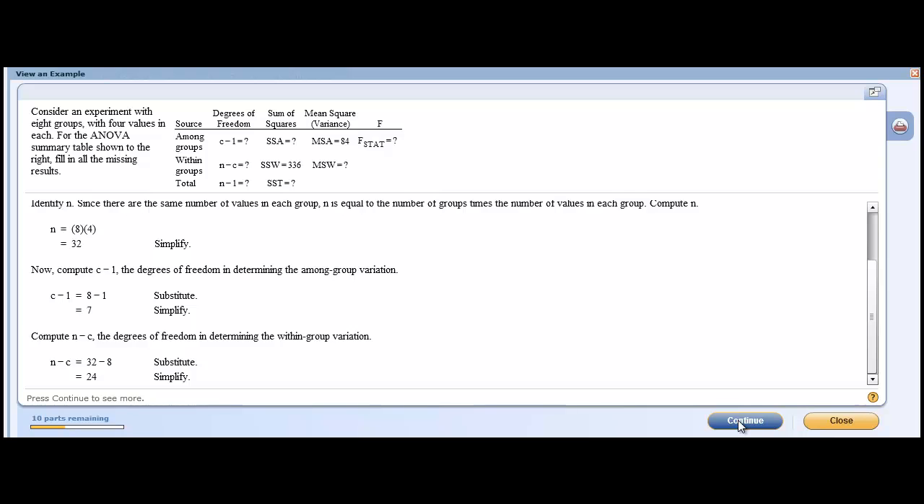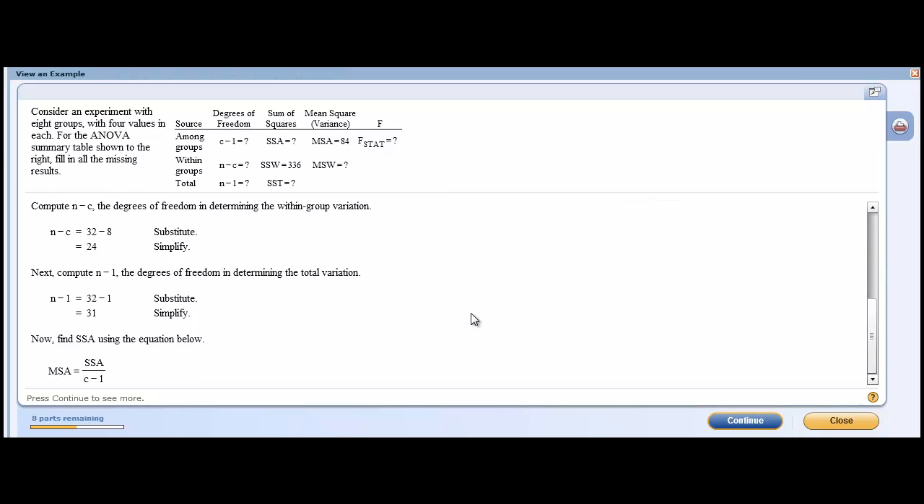Okay, so it showed you how to get 7, 24, and 31. Now, it says that the mean squared among groups, usually this is between groups, but they come up with different letters for each publisher, so they're calling it among groups, mean square among. Well, that's equal to the sum of squares among divided by the degrees of freedom. In other words, sums of squares A divided by 7.